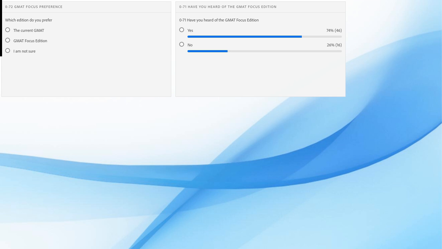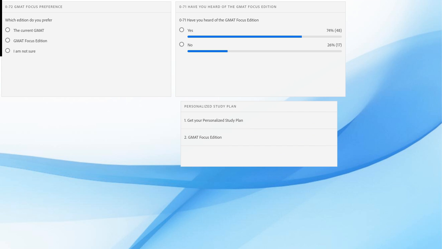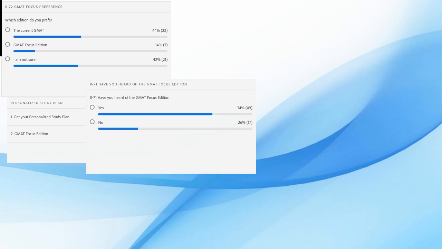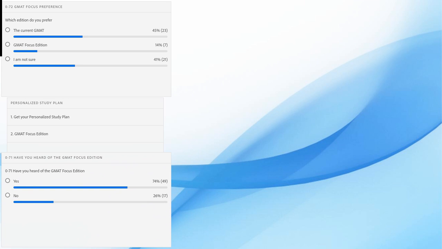And for those of you who don't know what GMAT Focus is, what changes are there, I have this link, link number 2, which says GMAT Focus Edition. If you click on it, you can get to it as well. Let me broadcast results with regards to people's preference. The current GMAT versus GMAT Focus, and there are a bunch of you who are not sure. I want to ask this question. Those of you who know, 75% of you are aware of the changes.